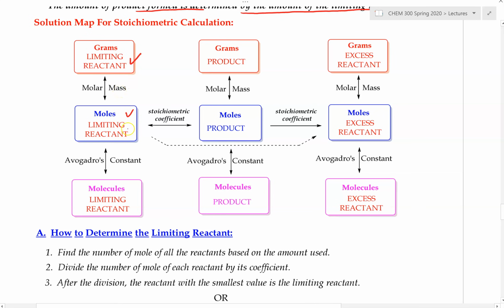And once we have the moles of the limiting reactant ready, we can now use the coefficients from the balanced equation to figure out how many moles of the product would be produced. And if the problem were to ask us for the product in grams, then we can go and convert in the next step, using the molar mass of the product to get to the grams of the product. So that's how we will be able to figure out how many grams of product would be produced from a certain amount of a limiting reactant.